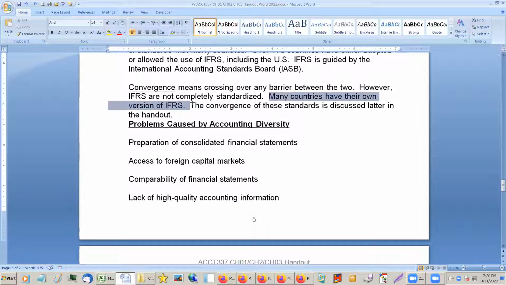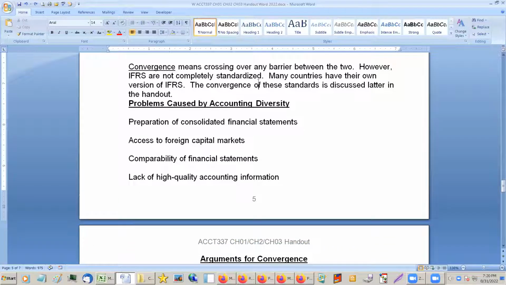So in many of these countries, they have their own version of IFRS. It's not completely standardized. It's not completely converted. It's not all one way. So you do have a few things that are different among them.